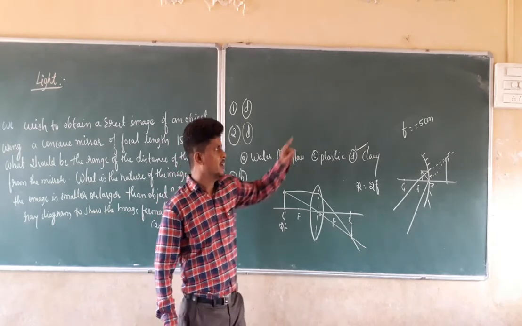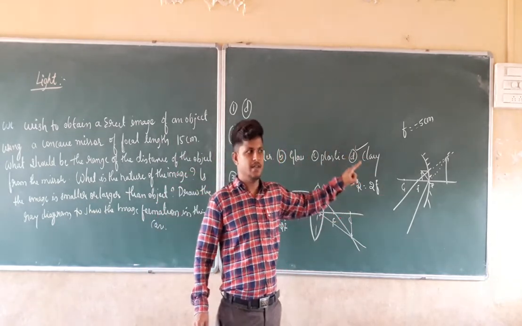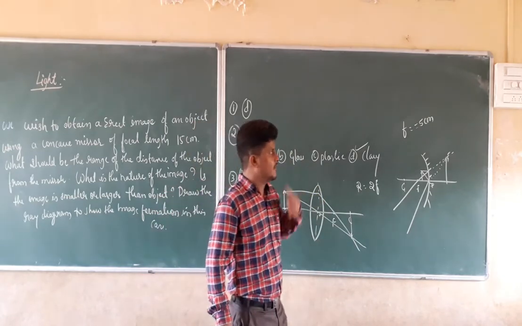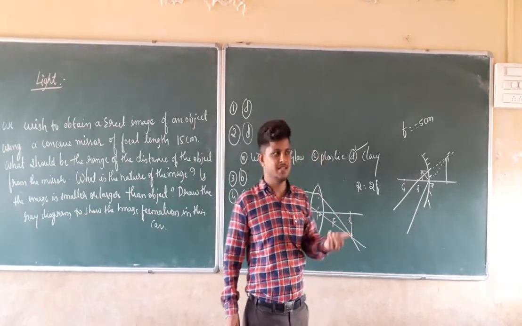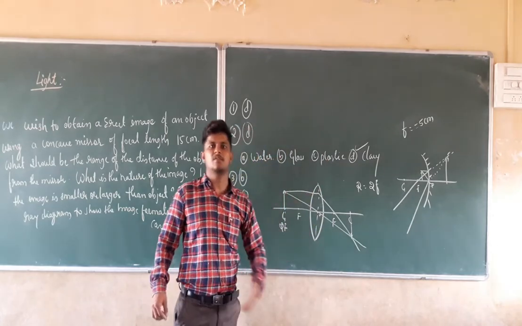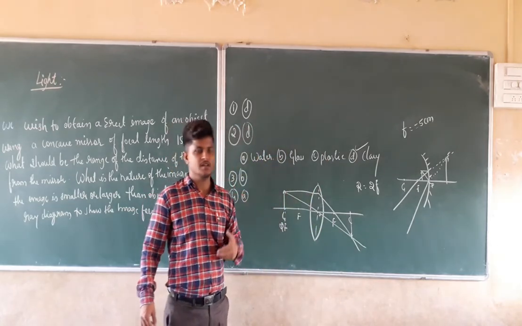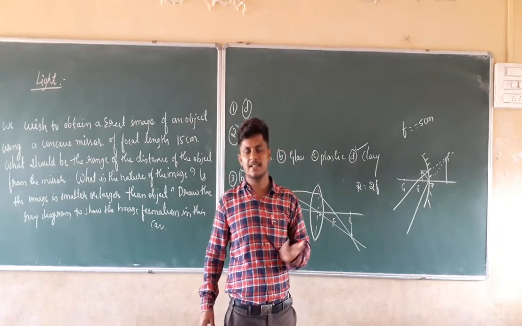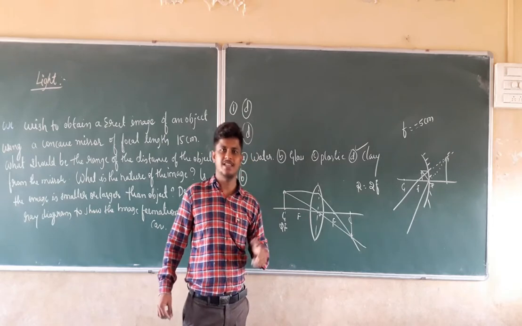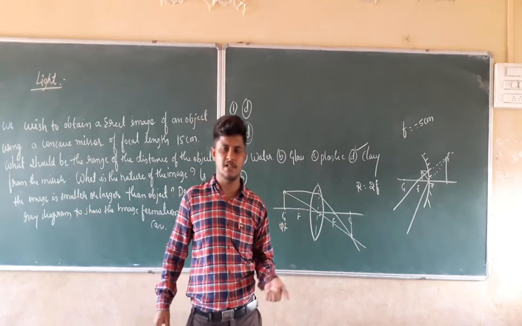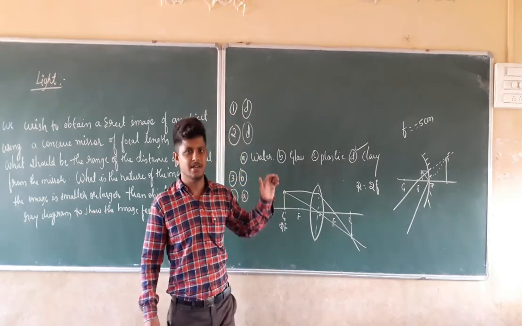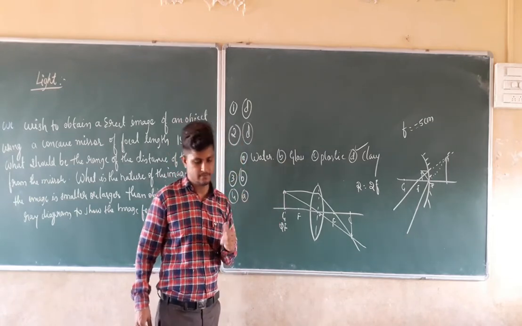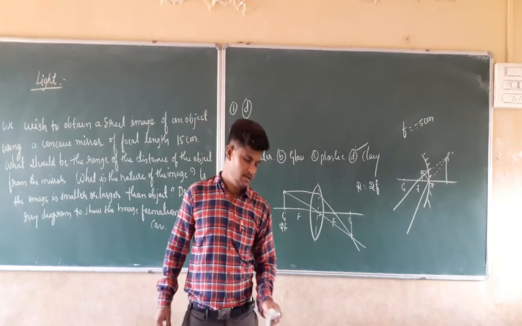That is, if the focal length is given as negative, then the lens as well as the mirror will be concave only. If the focal length is given as positive, then the lens and the mirror will be convex. Why? The focal length of convex lens and mirror is always positive, and in the same manner, concave mirror as well as concave lens will be negative in all conditions. So the answer for this question will be A. I hope this is clear. Next, fifth question.